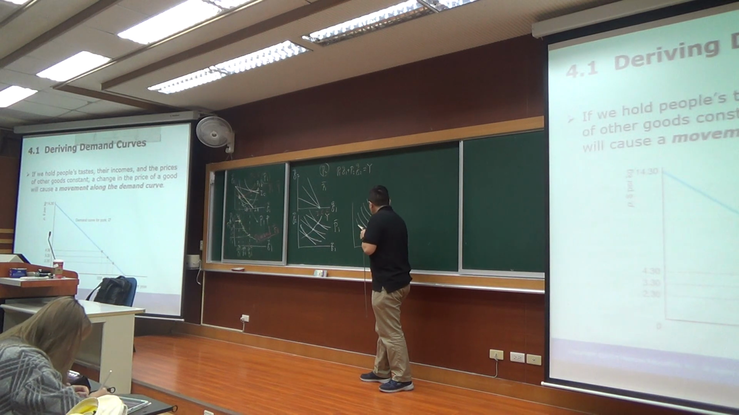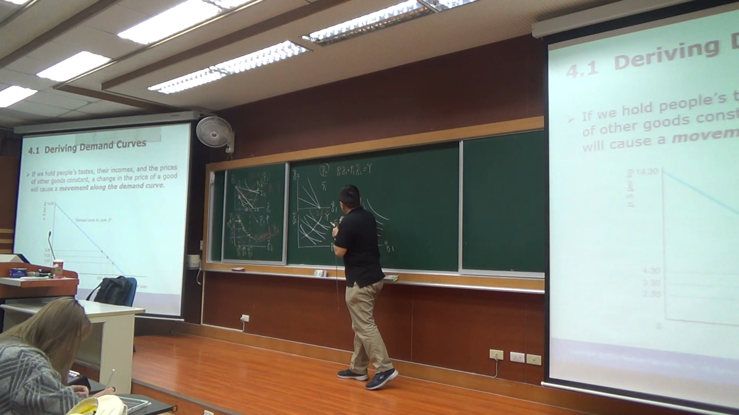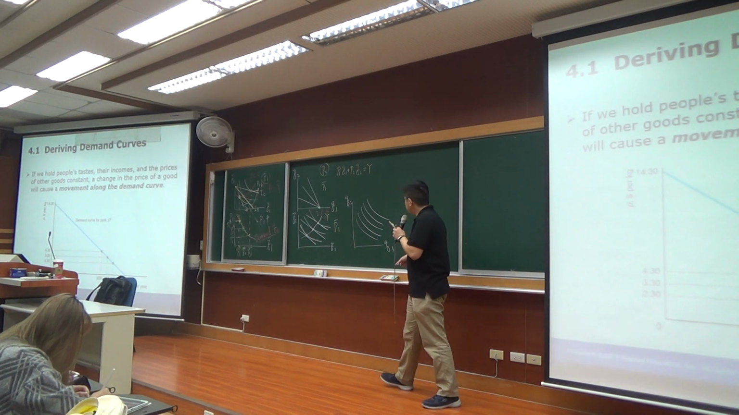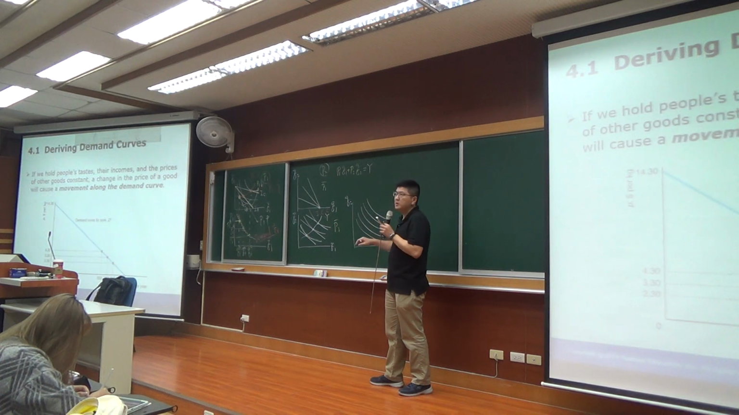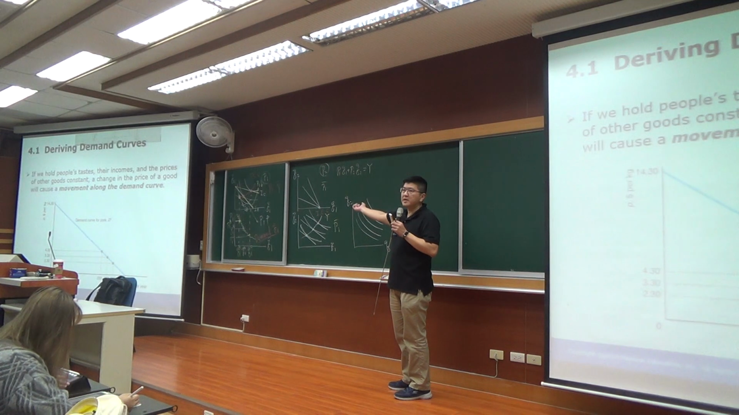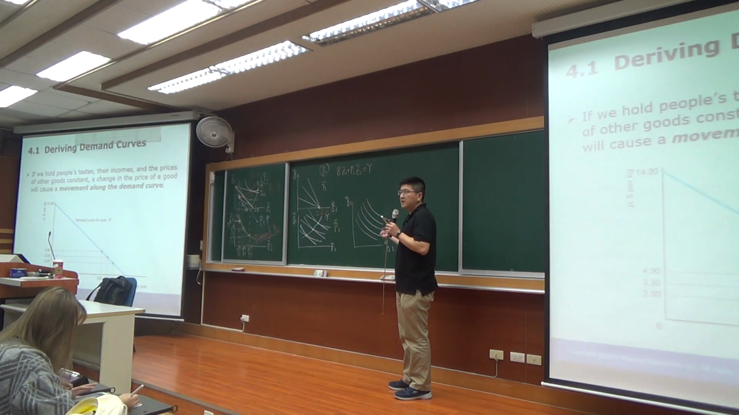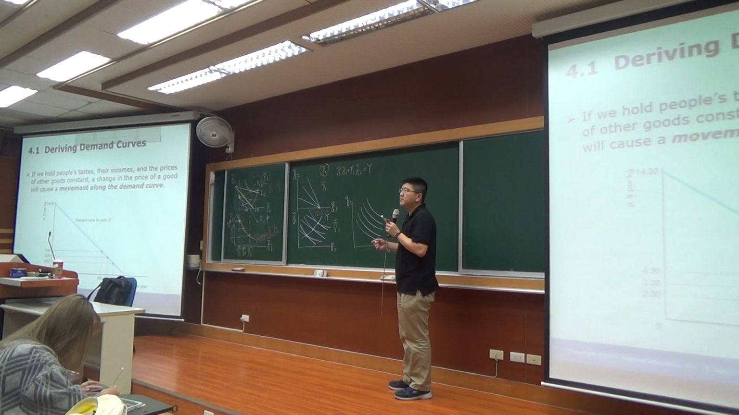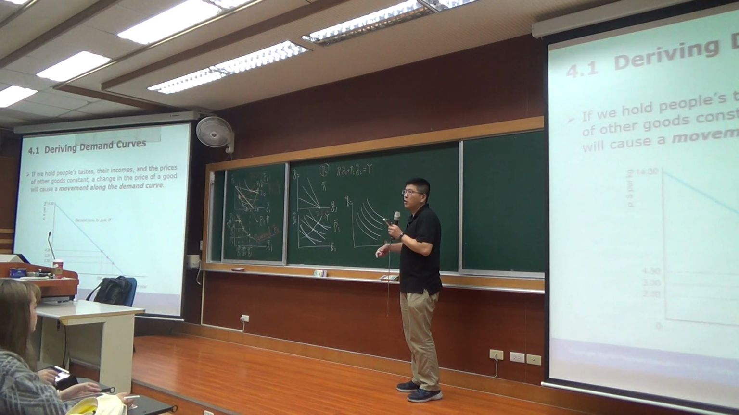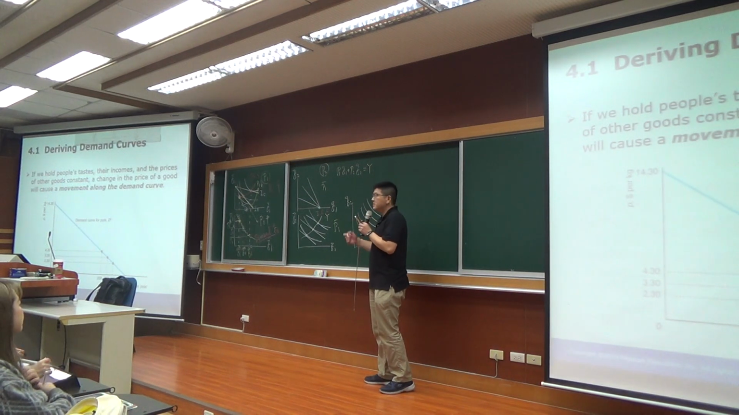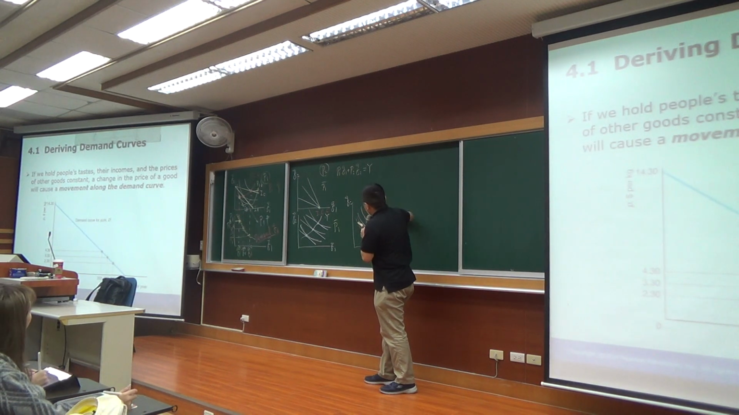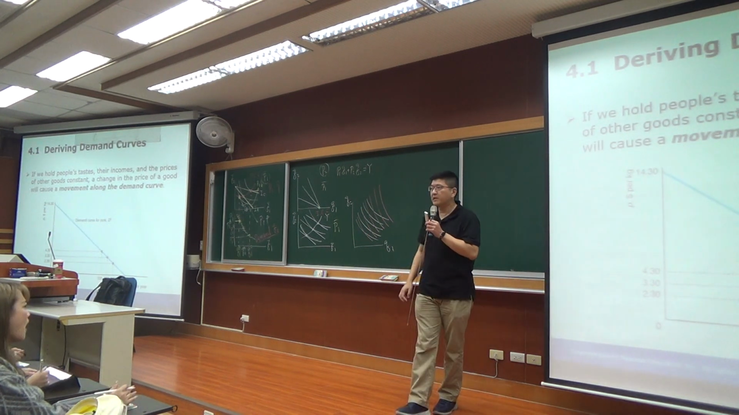So if someday we change our taste, we prefer Q1 to Q2 more. In this case, we love Q1 and love Q2, right? Both of them are goods. The more the better. But if someday they are still the more the better, but we love Q1 more and Q2 less, the curve will look like this. The new preference will look like this.